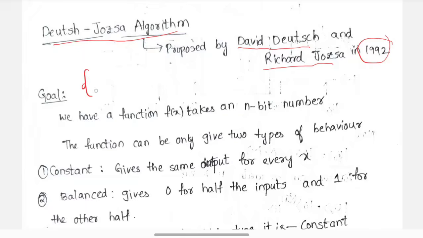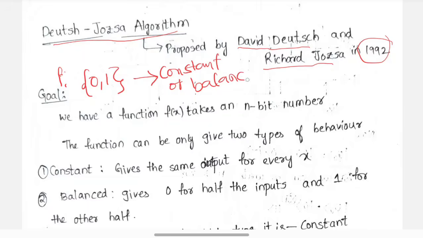Whereas in Deutsch's algorithm you have a function f of 0, 1, and we need to check whether it is constant or balanced. Here you will have the same function, but for n qubits. That one is only for 1 qubit, but this is for n qubits. We need to check the same condition, whether the given function is constant or balanced.